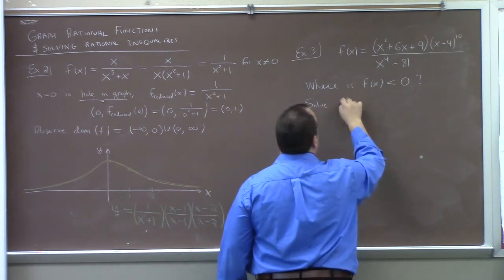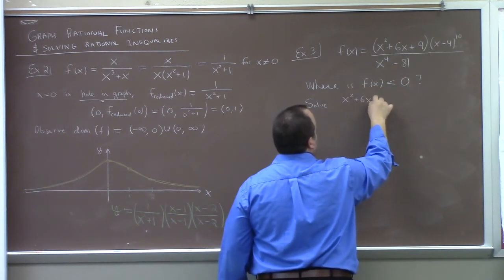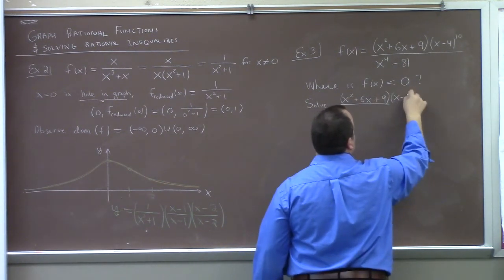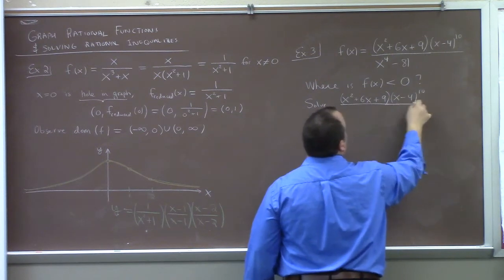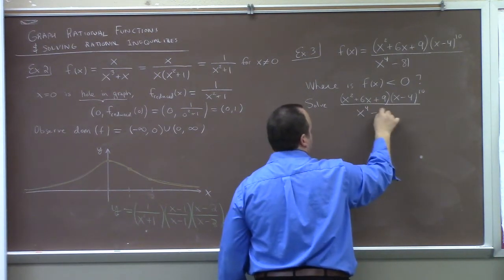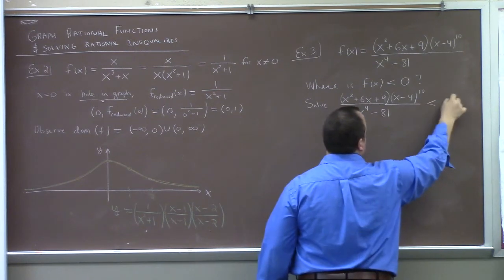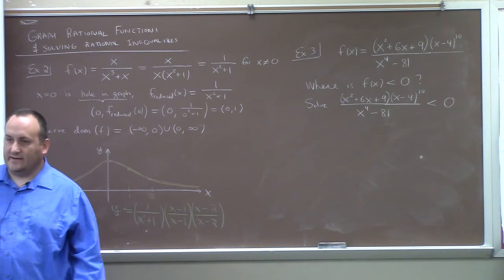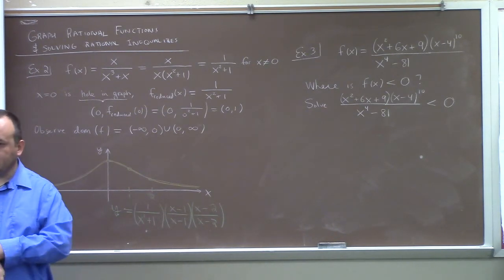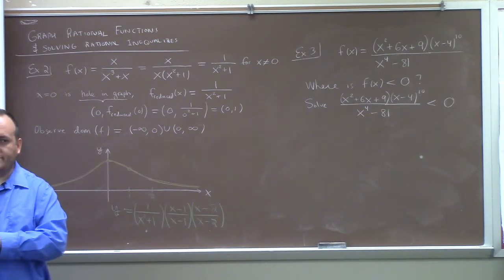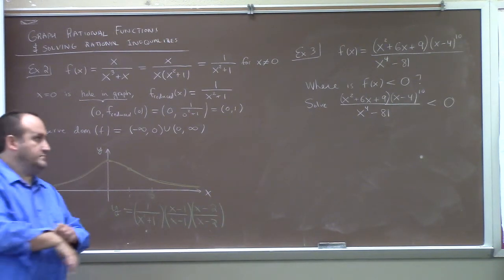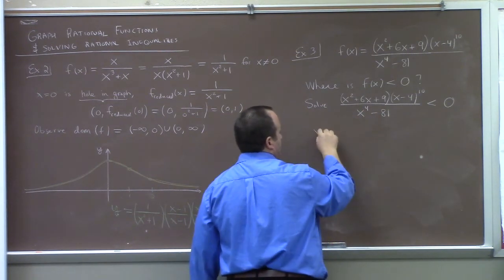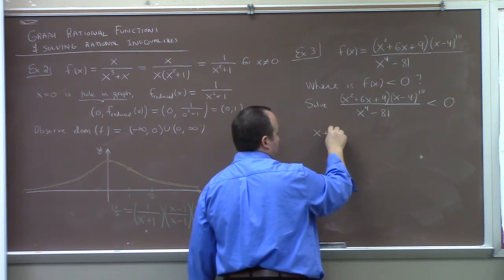(x squared plus 6x plus 9), parentheses, times (x minus 4) to the 10th over x to the 4th minus 81, right? How do we do that? We need to identify the critical numbers. What are they? Can you factor upstairs? What do we got? That's (x plus 3) squared, right?